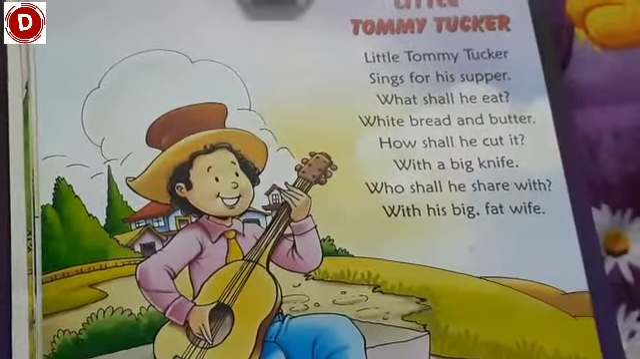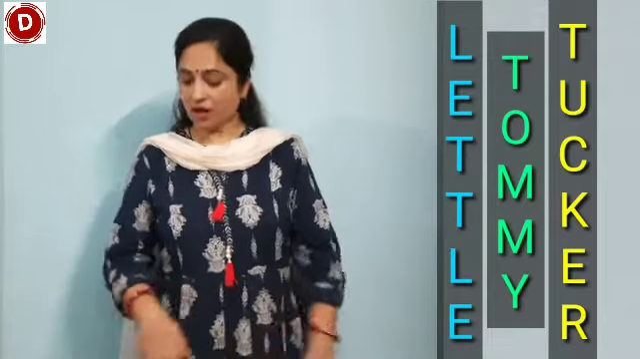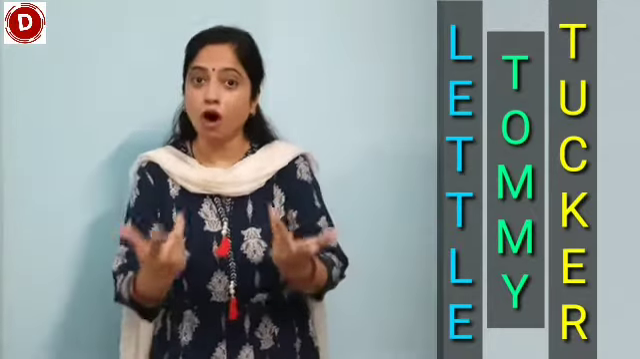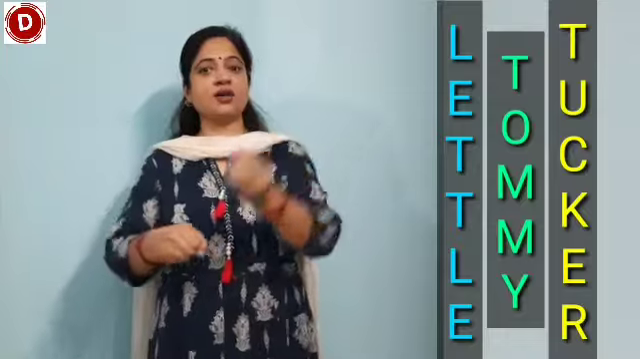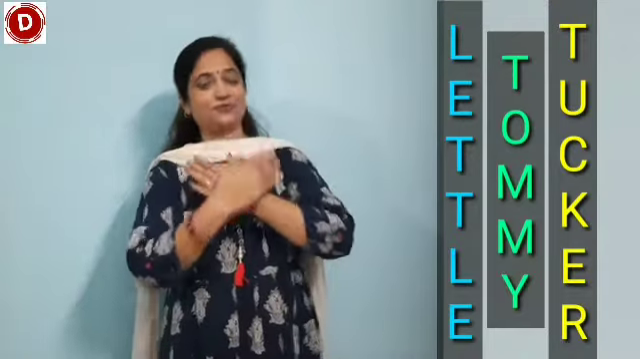Now let's recite it with actions. Children, now let's recite the rhyme Little Tommy Tucker with actions. You also recite it with me. Little Tommy Tucker sings for his supper. What shall he eat? White bread and butter. How shall he cut it? With a big knife. Whom shall he share with? With his big fat wife.